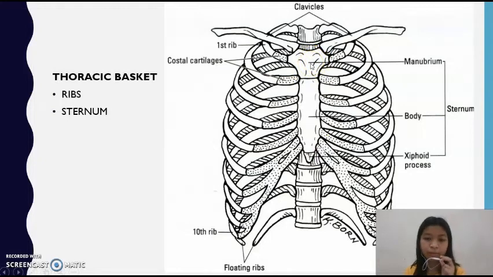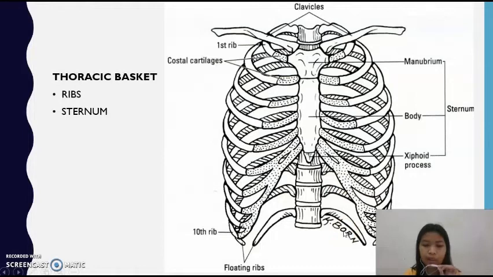Next, we have the false ribs. The false ribs are the next 3 pairs after the true ribs. It is not attached to the sternum. So, itong tatlong to. Ayan. 1, 2, and 3. So, the next 3 pairs.